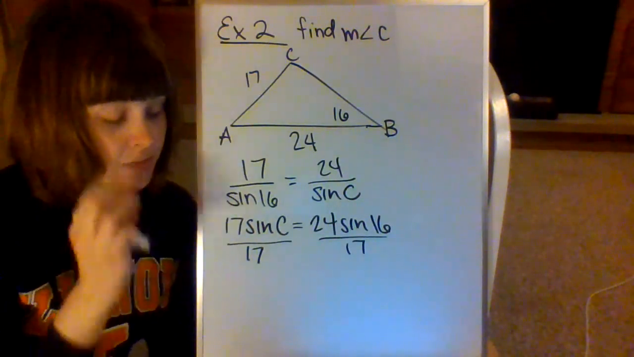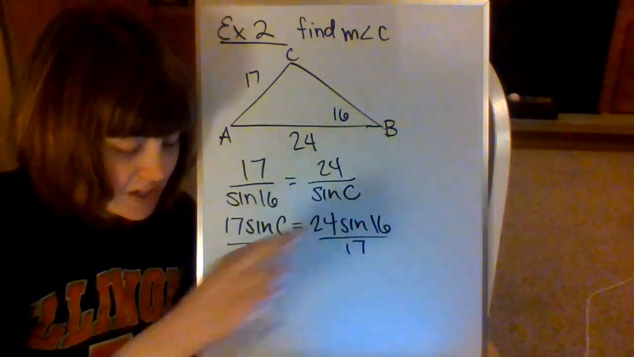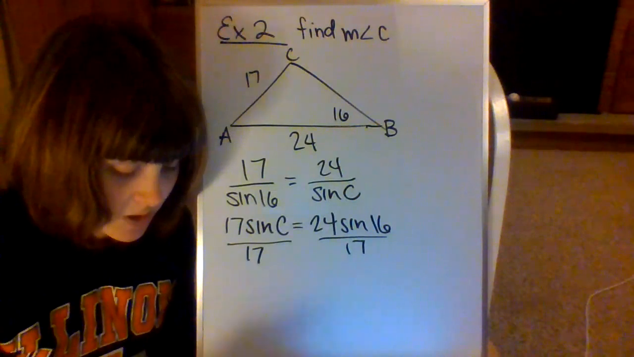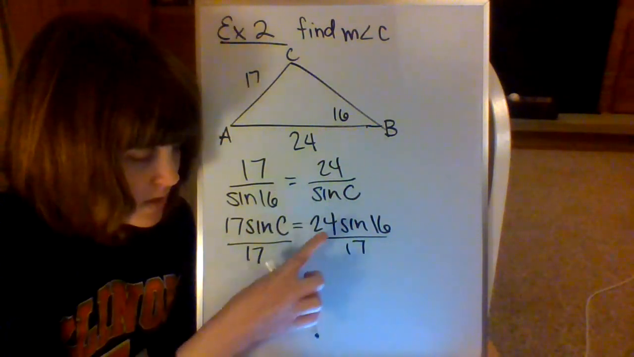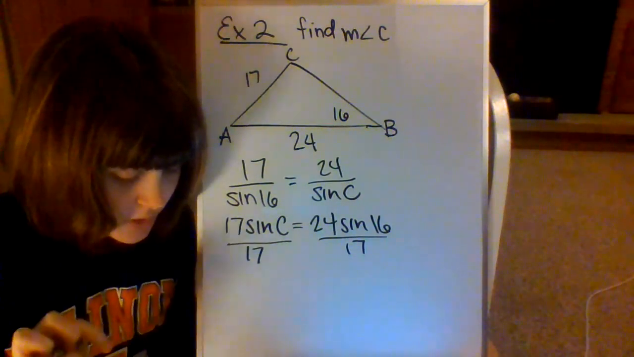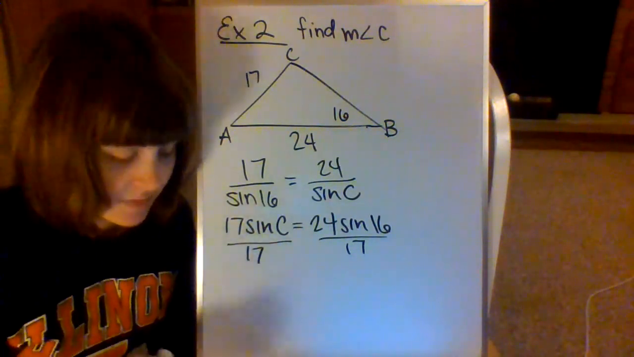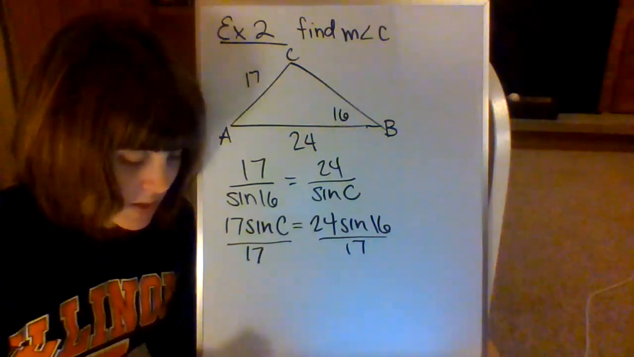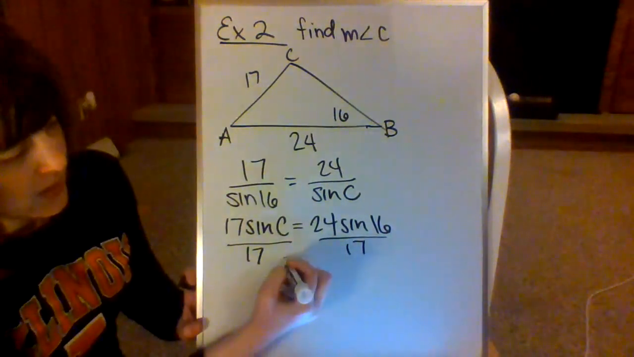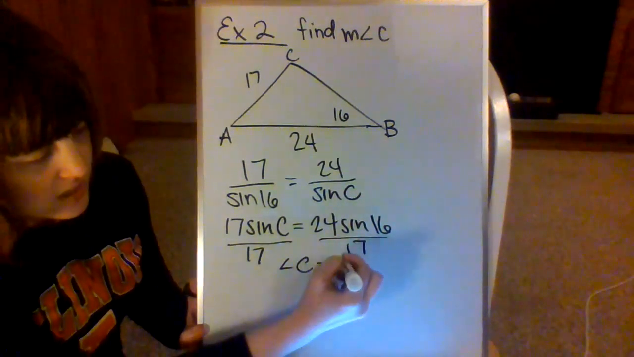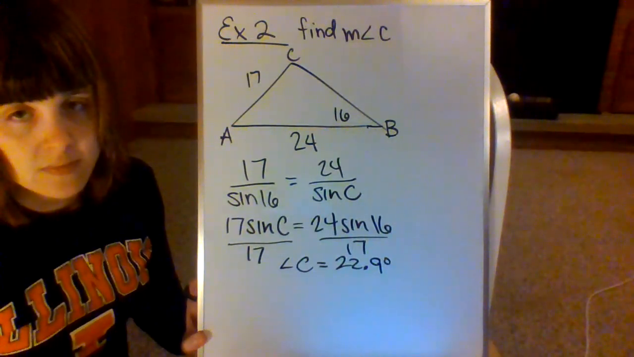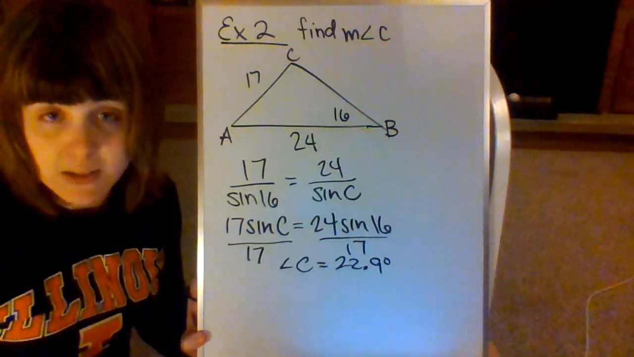To figure this out, we're going to type 16, sine, times 24, divided by 17, equals, and then second sine. That should equal 22.9 degrees. So angle C is 22.9 degrees. That's the second problem.